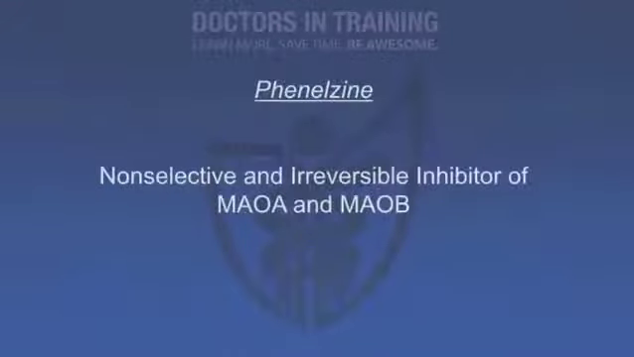Phenelzine is a non-selective and irreversible MAOI. It's going to inhibit both isoforms of MAO, which include MAO-A and MAO-B. This leads to the prevention of neurotransmitter breakdown, so they are readily available in the synaptic cleft. Phenelzine is FDA approved for major depressive disorder, but it has also been used for treatment-resistant major depressive disorder, treatment-resistant panic disorder, and social anxiety disorder.